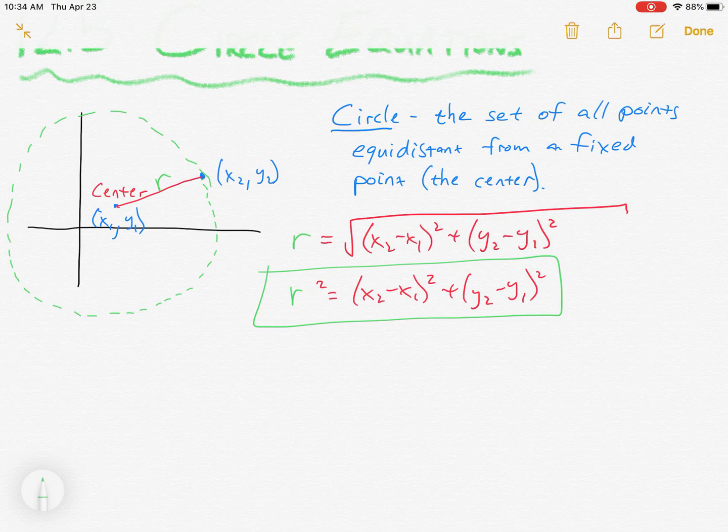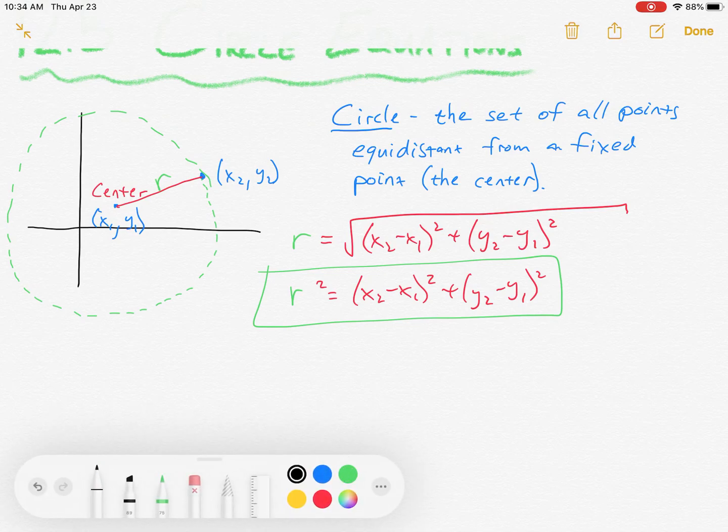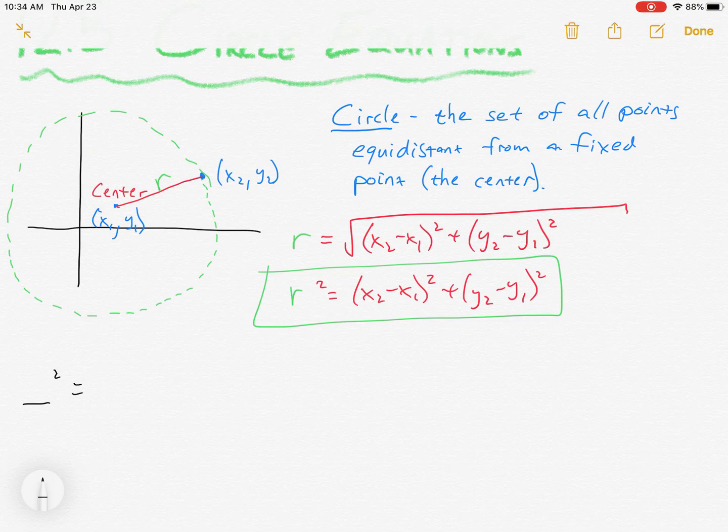And that is the circle equation. R squared equals x2 minus x1 squared plus y2 minus y1 squared. It's basically the distance formula where both sides are squared. It might make you think of something else. Wait a second. What's an equation where I have something squared equals something squared plus something squared?